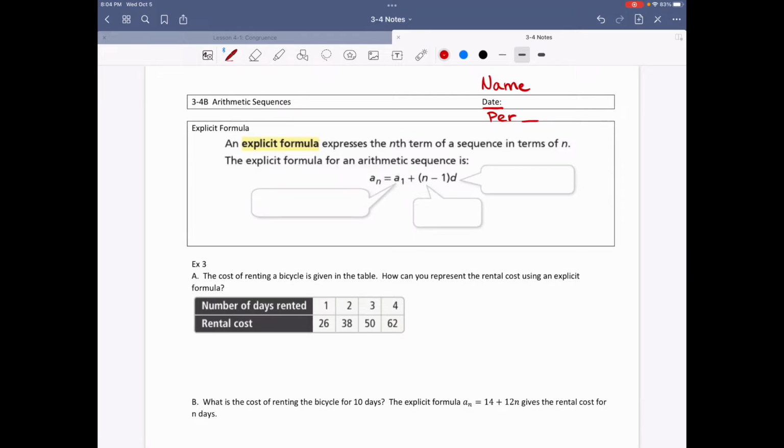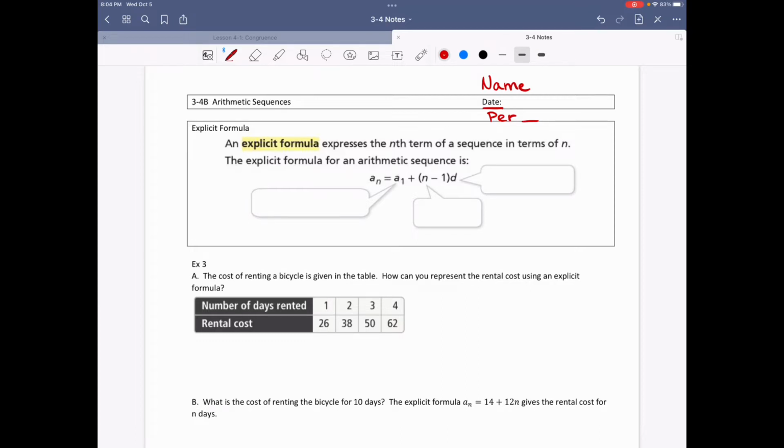An explicit formula expresses the nth term of a sequence in terms of n. So if you have an arithmetic sequence, or another kind of sequence, and you want to figure out maybe the 100th term, it would take a lot of effort to just keep adding 10, add 10, add 10, until you get to the 100th term. That would be a lot of working that problem out by hand, and so we use the explicit formula.